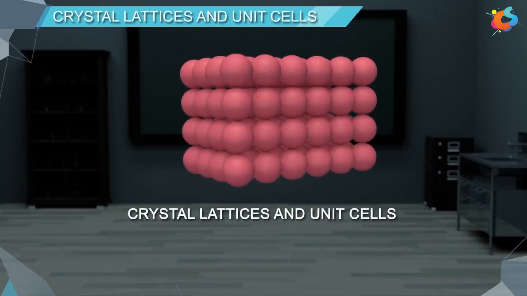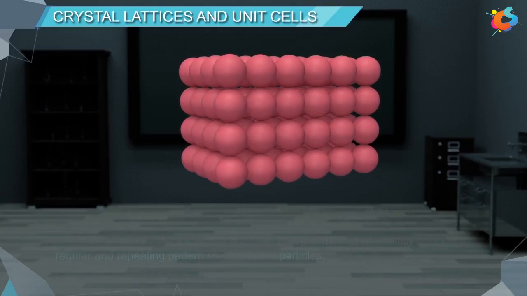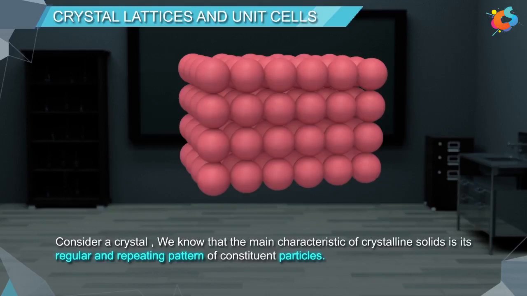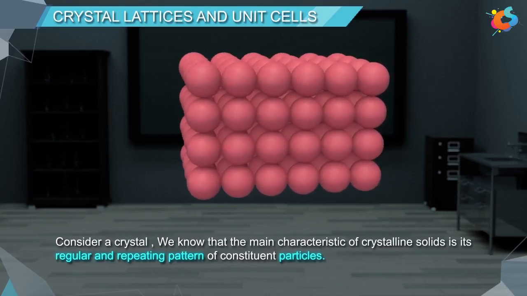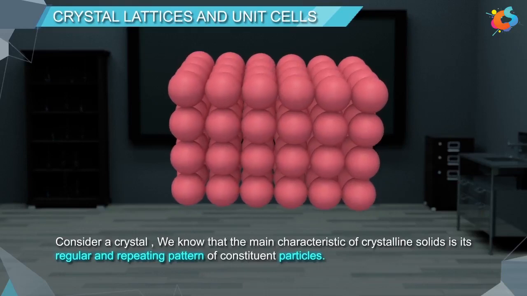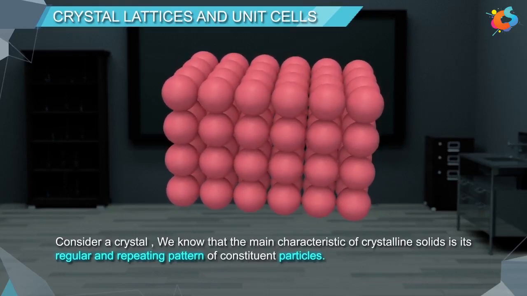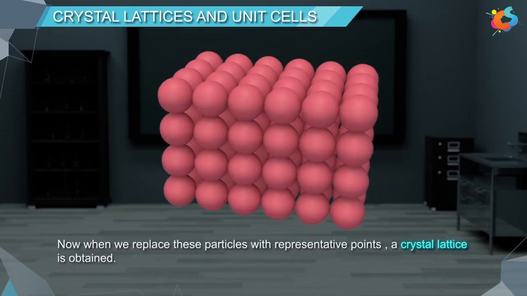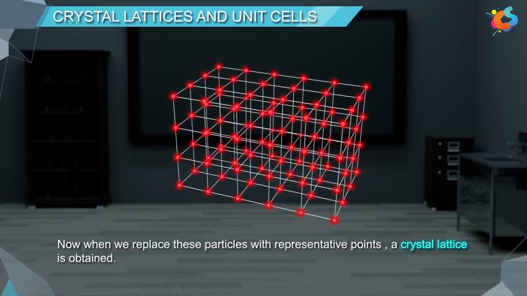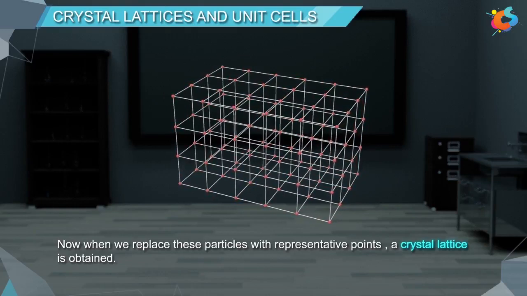Crystal lattices and unit cells. Consider a crystal. We know that the main characteristic of crystalline solids is its regular and repeating pattern of constituent particles. Now, when we replace these particles with representative points, a crystal lattice is obtained.